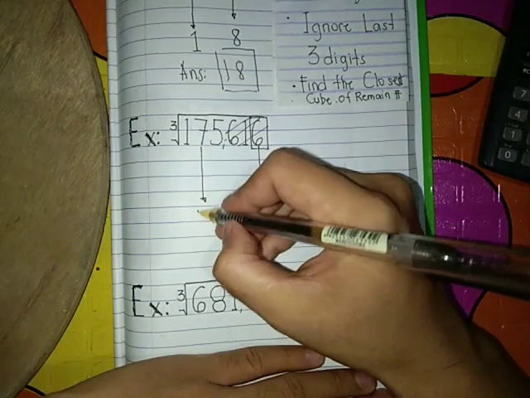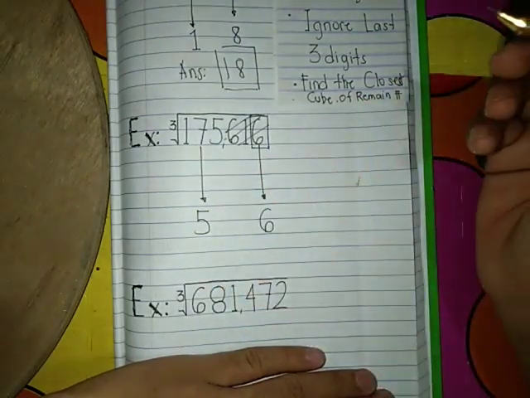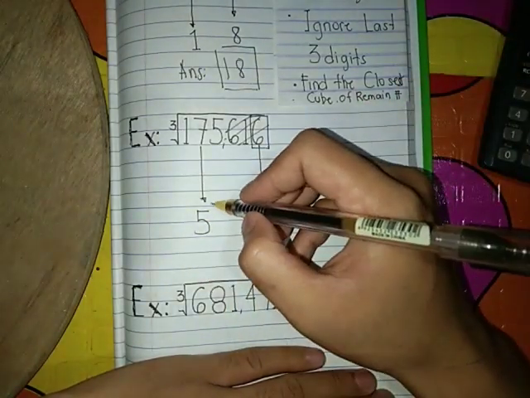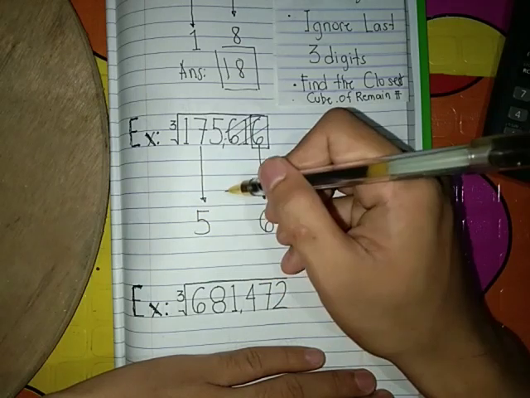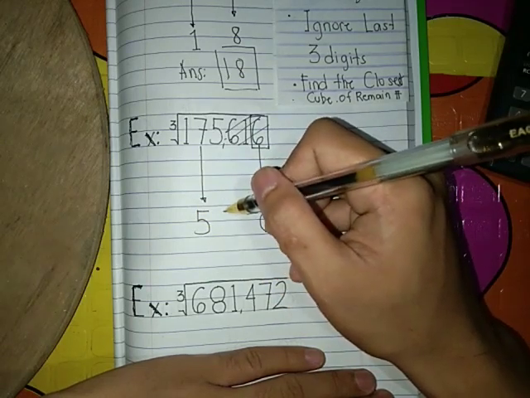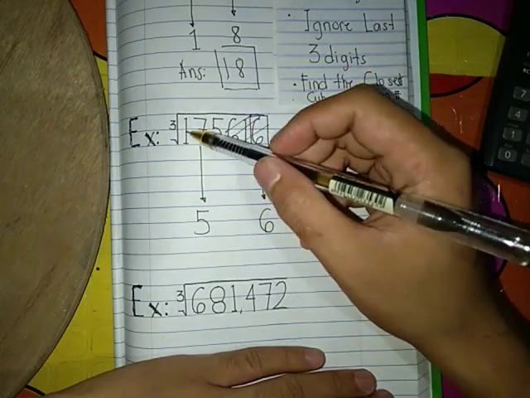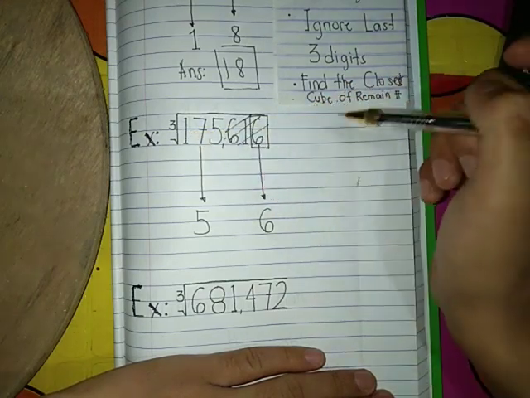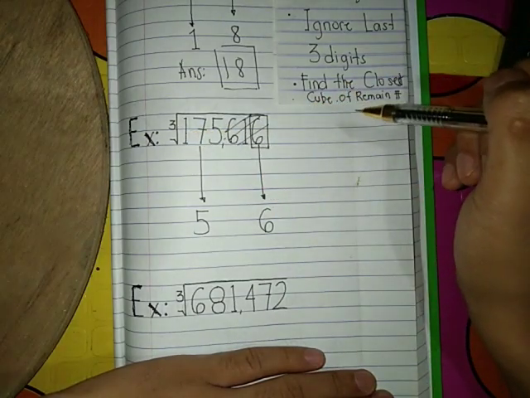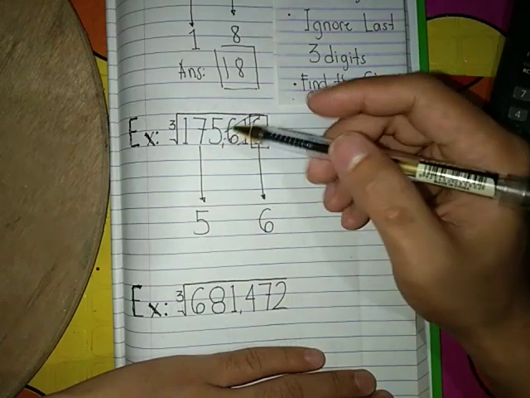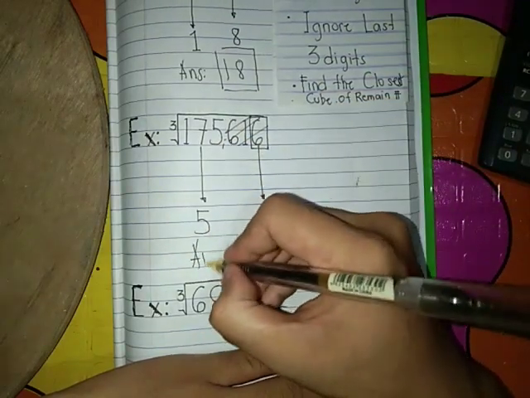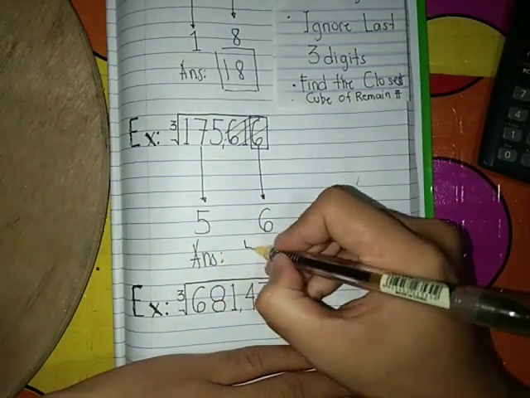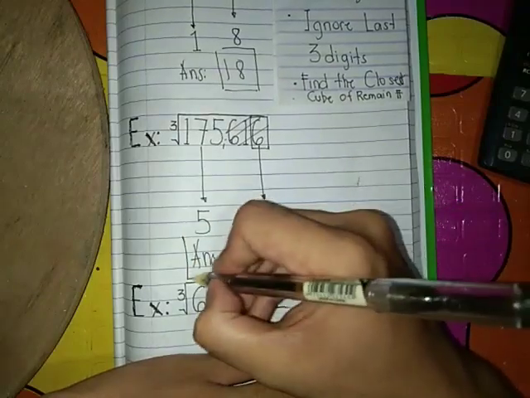Ignore this. So what is the closest cube of the remaining number? 5, because the cube of 5 is 125. 125 is closest to 175. Answer: 56.